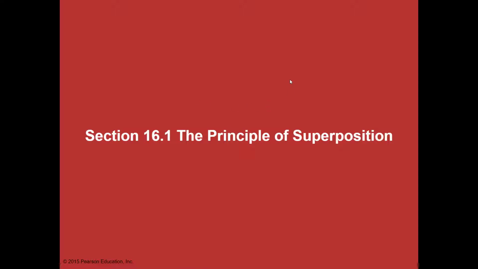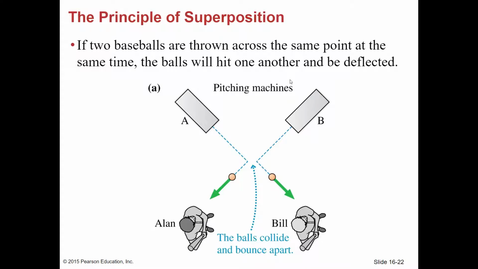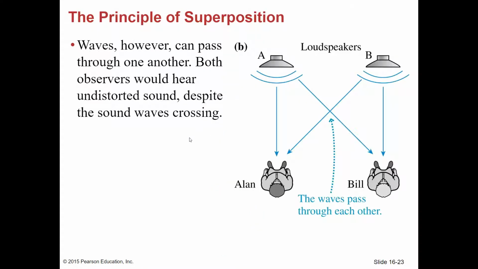So 16.1, the principle of superposition. This picture is saying that if you throw two baseballs across the same point, you guys know they will hit each other, right? We have this ball going this way, this ball going this way. If it was perfectly timed and they cross the same point, they're going to hit each other and be deflected, right? That's pretty straightforward. This is true for particles and physical things like that.